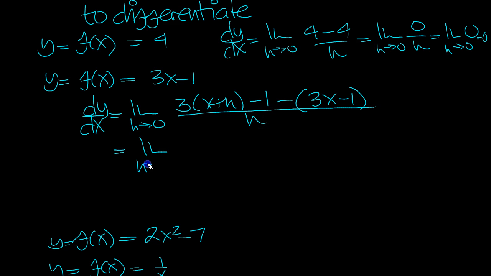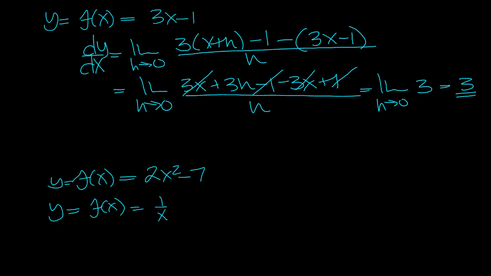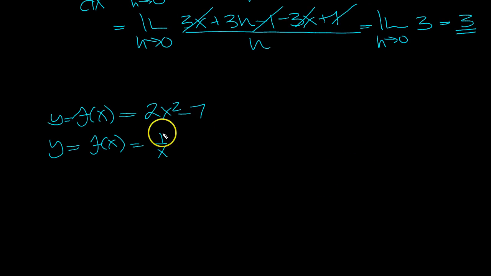So what do we get here? It's the limit as h tends to 0. Expand the bracket: 3x plus 3h minus 1 minus 3x, and then the minus runs through to be plus 1, over h. The 3x's cancel, the minus 1 and plus 1 cancel, we're just left with 3h over h, which is 3 as h tends to 0, which is just 3. And if you look at this, using the rules of differentiation, you could see that would differentiate to 3. Next one.